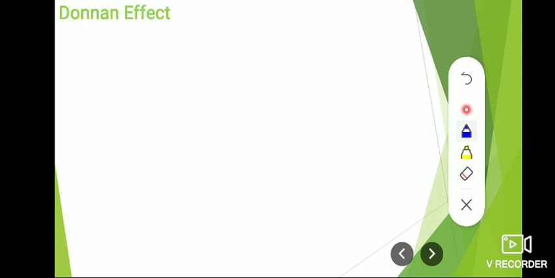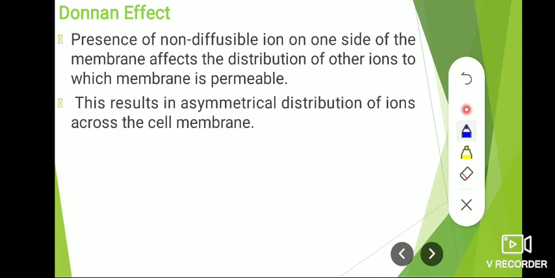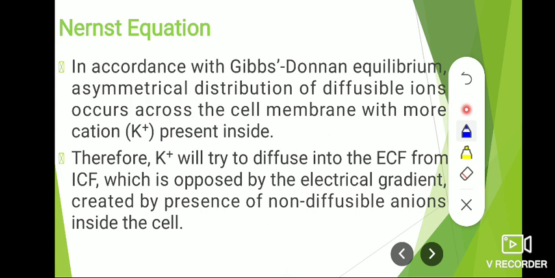Okay. So the presence of non-diffusible ions on one side of the membrane affects the distribution of other ions to which the membrane is permeable. This results in asymmetrical distribution of ions across the cell membrane. This is called Donnan's effect. In accordance with the Gibbs-Donnan equilibrium, asymmetrical distribution of diffusible ions occurs across the cell membrane with more cations present inside. Therefore, potassium will try to diffuse into the ECF from the ICF, which is opposite to the electrical gradient created by the presence of non-diffusible ions.